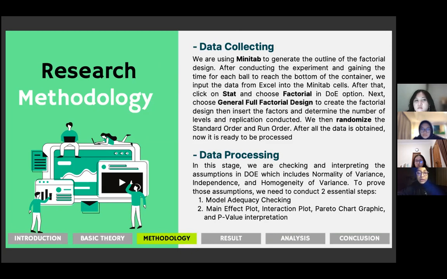In the data processing stage, we're checking and interpreting the assumptions in DOE. To prove those assumptions, we need to conduct two essential steps, which are model adequacy and interpreting the main effect, interaction, Pareto chart, and p-value.